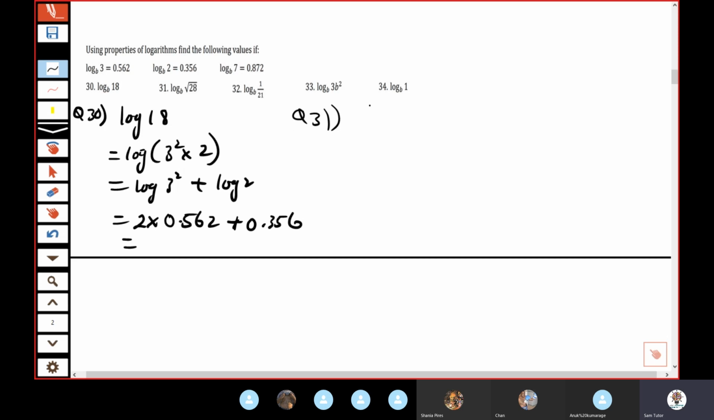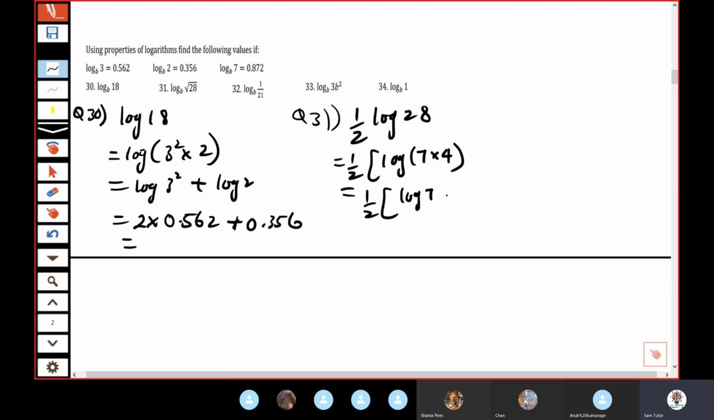Log square root 28. I would first get rid of the square root, so that would become what? Half log 28. 28 to the power of a half, and then bring the half down. 28 is 7 times 4. 4 is 2 squared, so my next line I would be writing is half log 7 times 4. Next line, half log 7 plus log 4, but we know log 4 is log 2 squared, and then pretty much from that you get log 7 is 0.872 plus 2 times log 2.